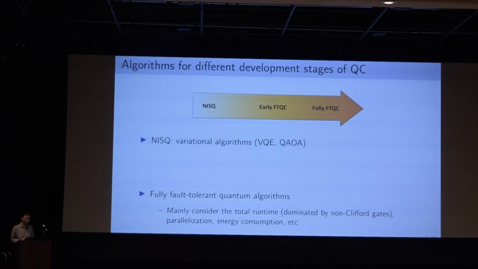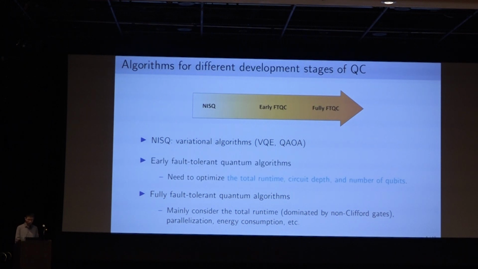And in a fully fault tolerant setting, we will mainly be concerned about the total runtime, which is dominated by the number of non-Clifford gates needed in an algorithm. And at that point, we may also consider issues such as parallelization, energy consumption, and basically everything else you would consider for the supercomputer we have right now.